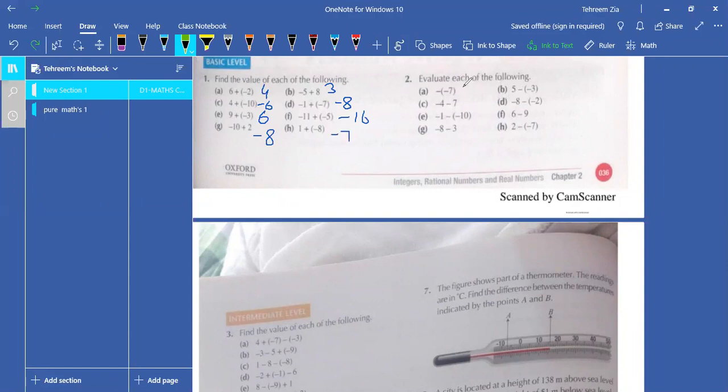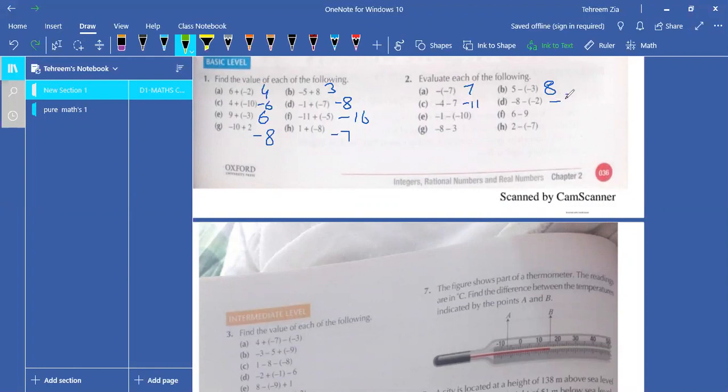This one, evaluate the following. Minus minus 7. Positive 7. 5 plus minus 5 minus minus 3. 5 plus 3, so it would be 8. Minus 4 minus 7. Minus 11. Because we have the same signs. Whenever we have same signs, we're going to add them and put the sign of the bigger number.